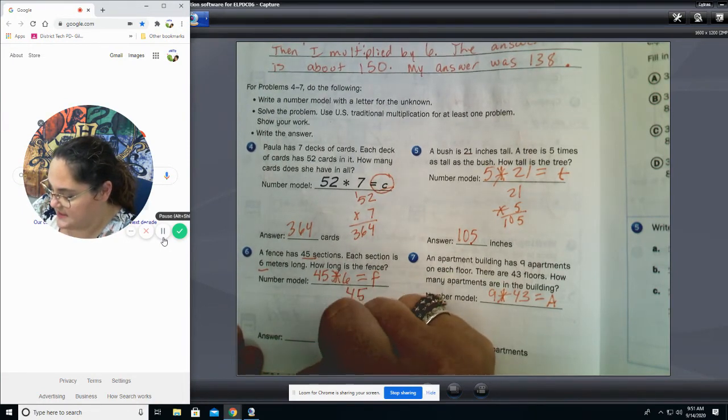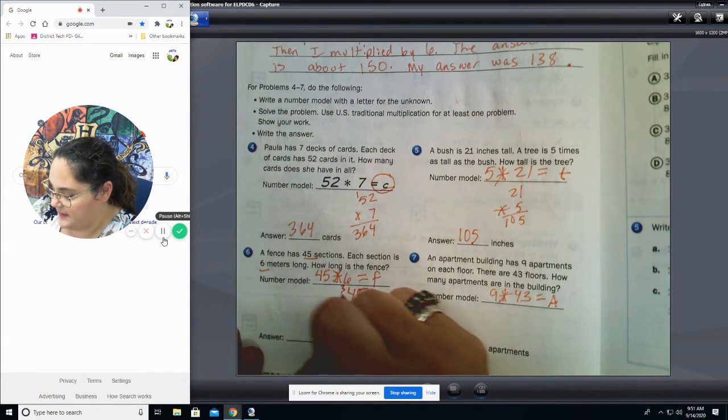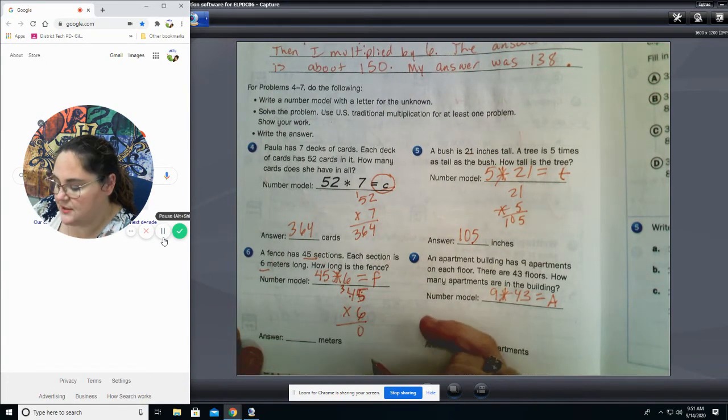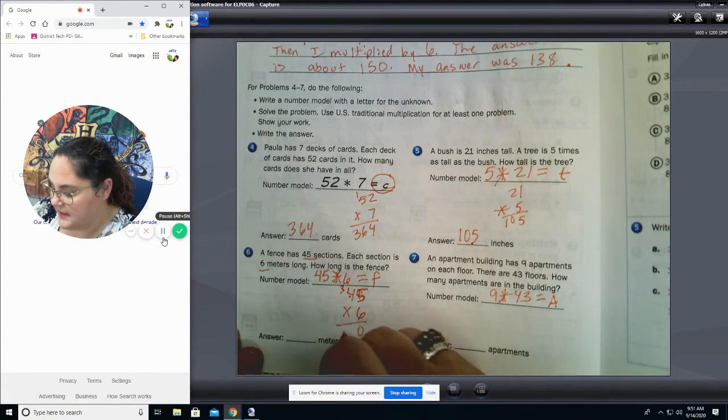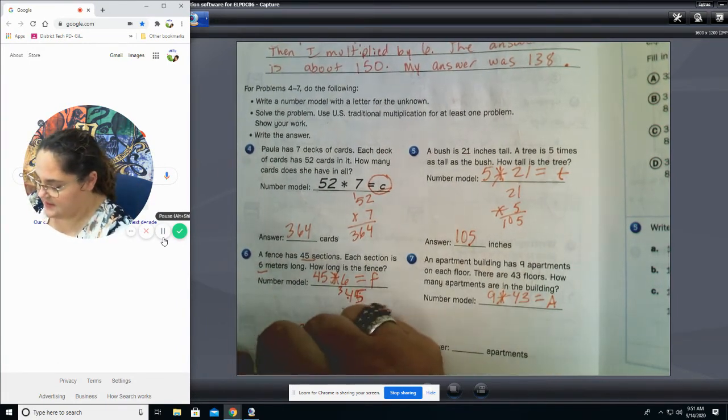45 times 6. 6 times 5 is 30. Carry my 3. 6 times 4 is 24, plus 3 is 27. So the answer is 270.